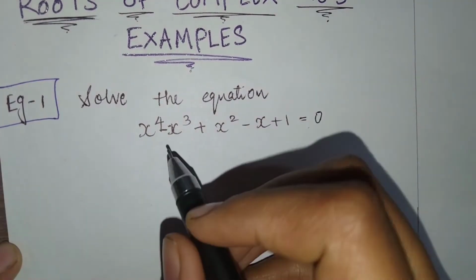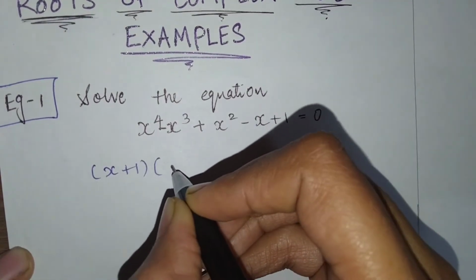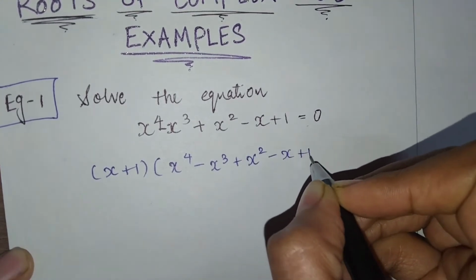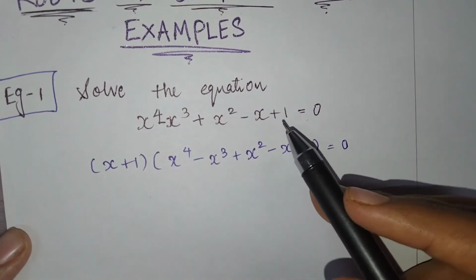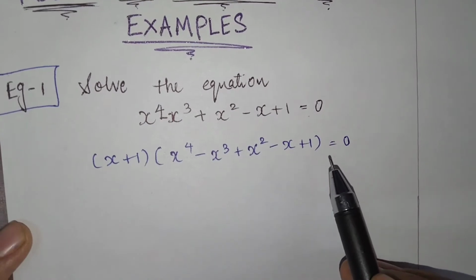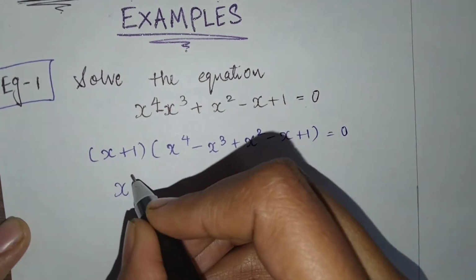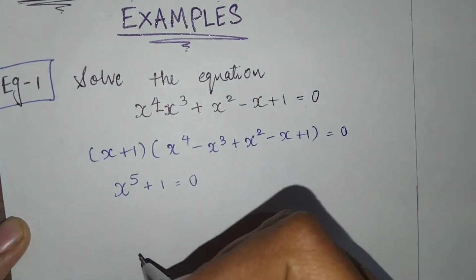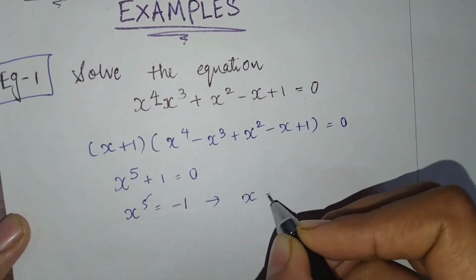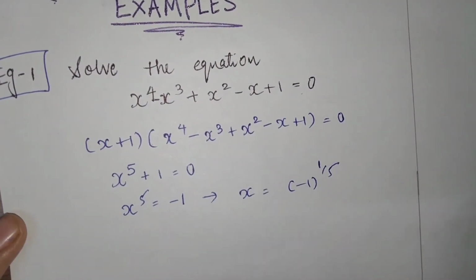So for that, we will get (x plus 1)(x^4 minus x^3 plus x^2 minus x plus 1) equal to 0. You all know how to solve such type of equations. Whenever you solve such an equation, you will get this. So you can directly write it, and if you multiply these terms, you will get x^5 plus 1 equal to 0. So you can write x^5 equal to minus 1, and that means x is equal to (minus 1) whole raised to 1 by 5.